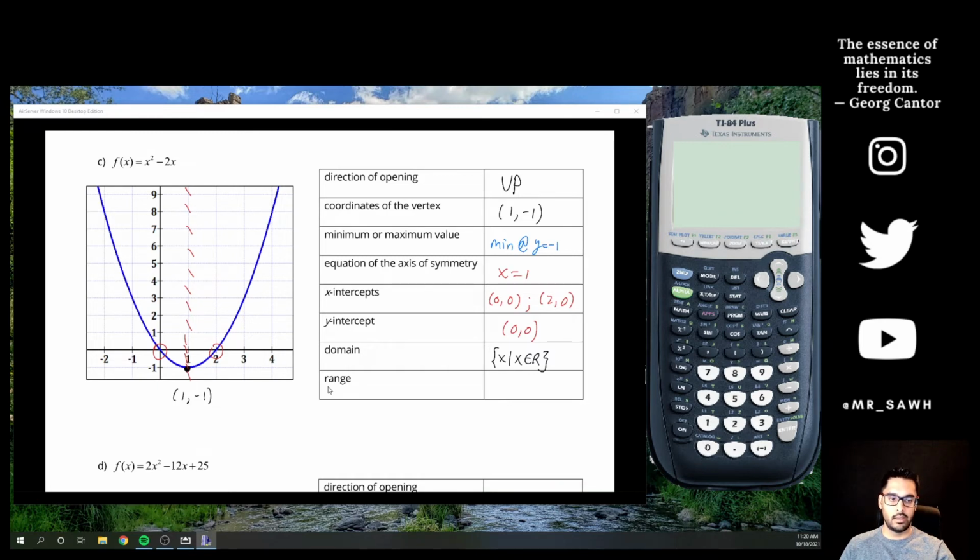The range, again, comes from the vertex. So find that lowest point. We know it's a minimum. Everything else should be bigger than that point, specifically the y value of that point. So our vertex has a y coordinate of negative 1. Y has to be bigger than or equal to negative 1. So there it is. They all work very much the same. If you've seen a couple of them, they are all identical.